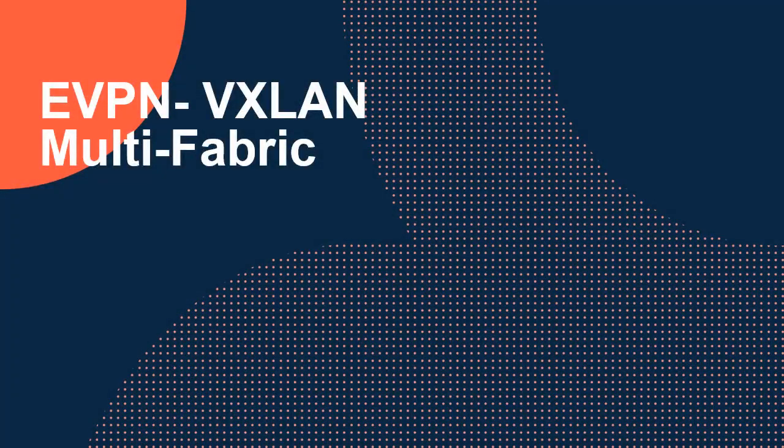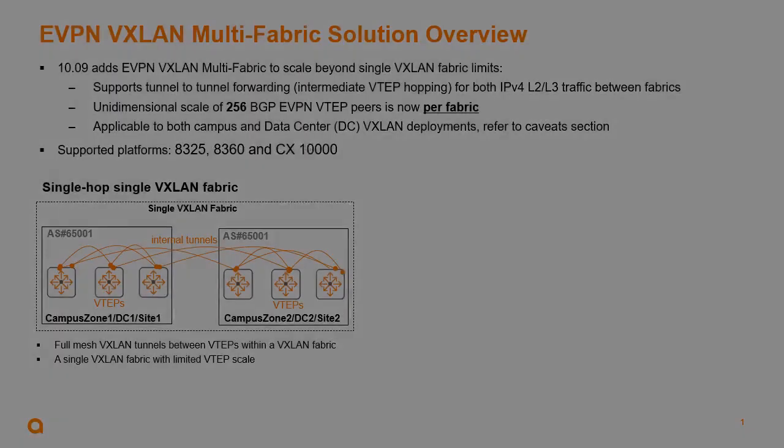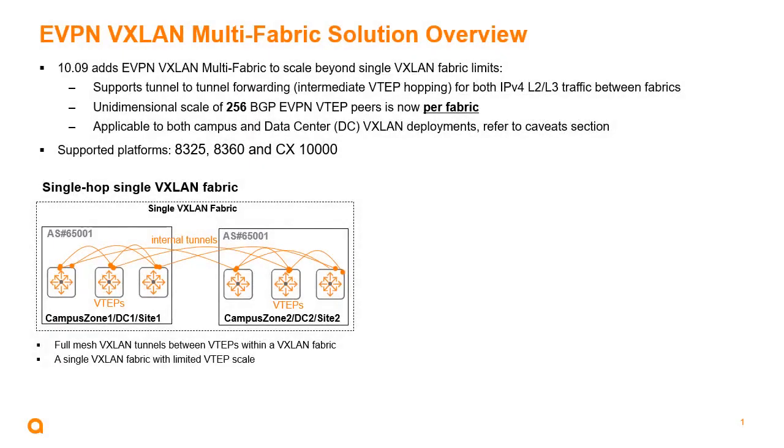EVPN VXLAN multi-fabric. 10.9 ends support for EVPN VXLAN multi-fabric. This can be on a single VXLAN fabric limit. On the picture on the left, you can see a campus that might be split across 2 zones or data centers that are split across 2 sites. But we only supported a single VXLAN fabric before this 10.9.